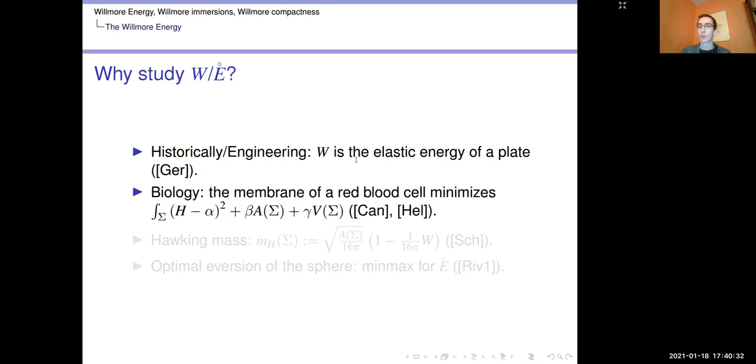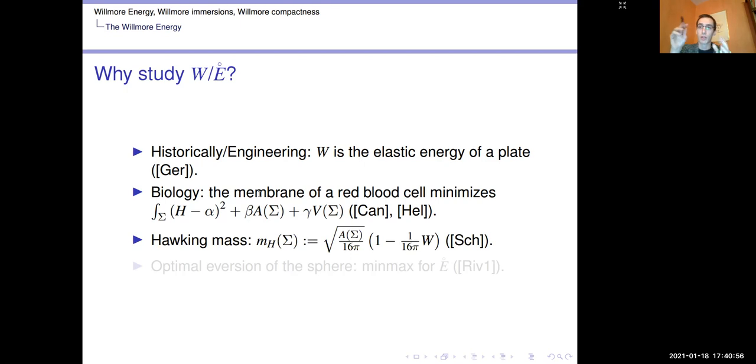Similarly, to explain the characteristic biconcave shape of a red blood cell, this energy was introduced. And in fact, it models, I think it was a bilipid layer for the membrane of a cell. And you can recognize the leading order term as H minus alpha squared, the Willmore energy, plus a perturbation, of course.